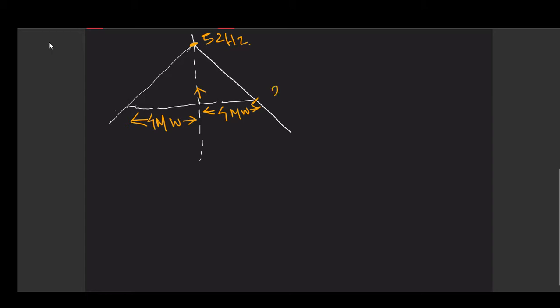Like this point will be 52 minus something, and this will be the frequency of this point. Probably we will get it equal to 50.4 hertz.